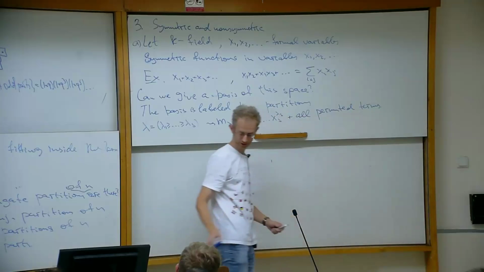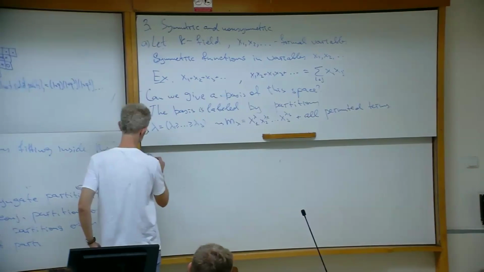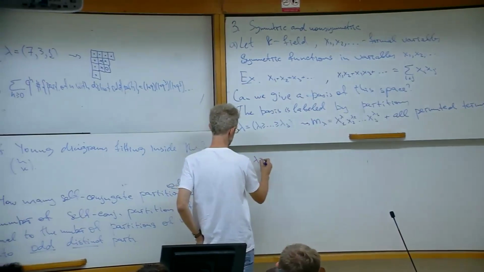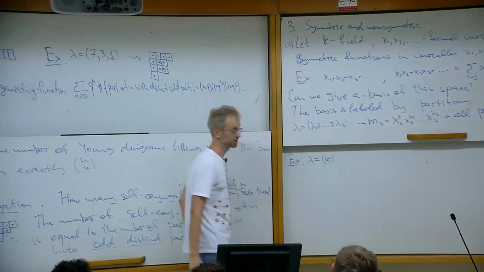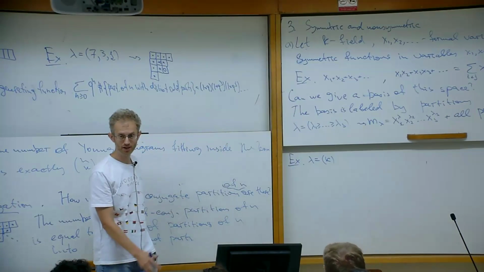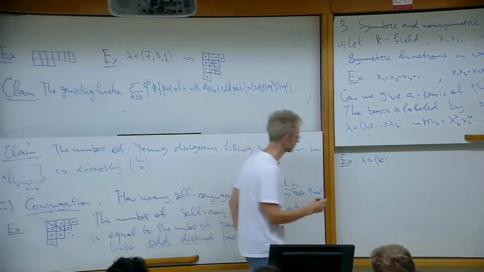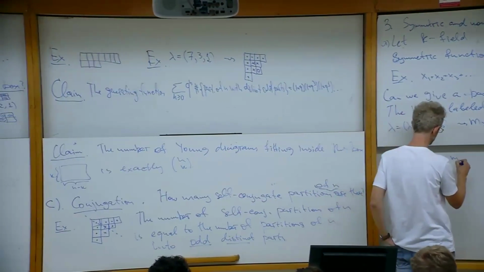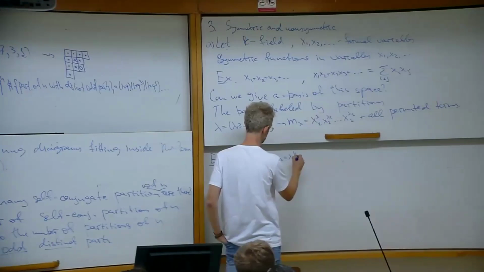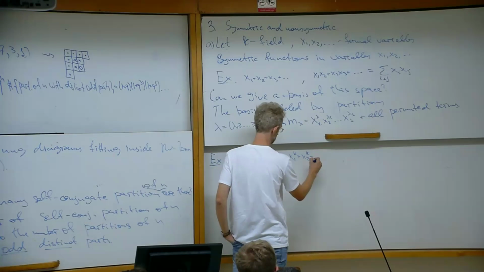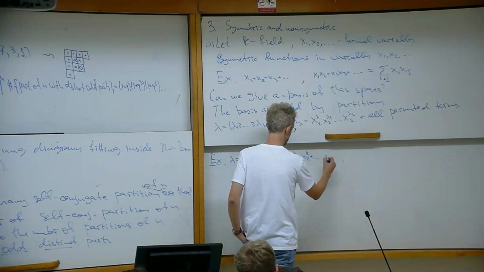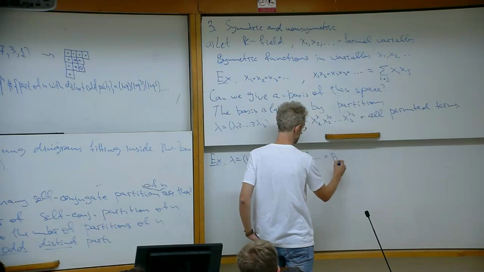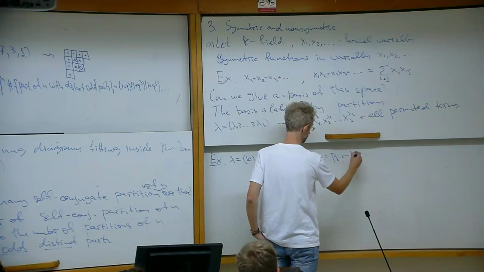So for example, if lambda is just k, it means that s is 1 and lambda 1 is k. Then m lambda is just x1 to the k plus x2 to the k, and so on. These are sometimes denoted by pk, and these are what I call Newton polynomials.